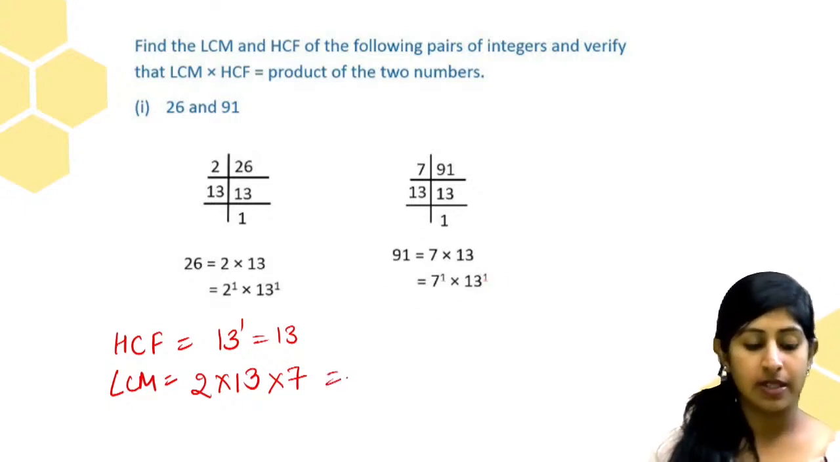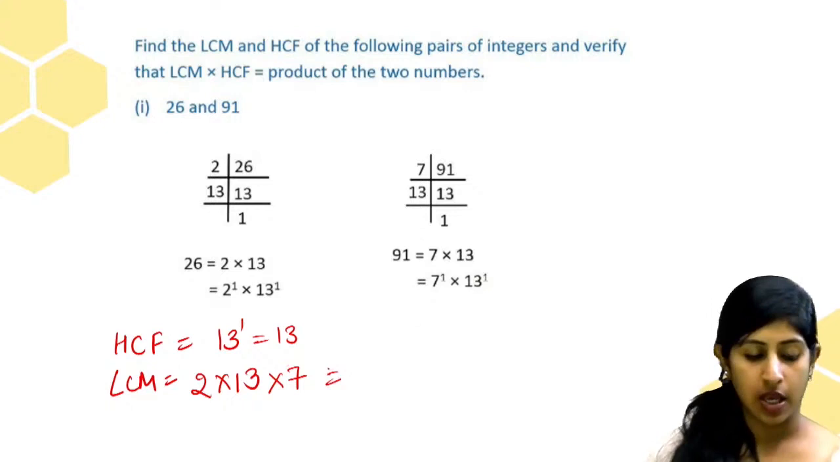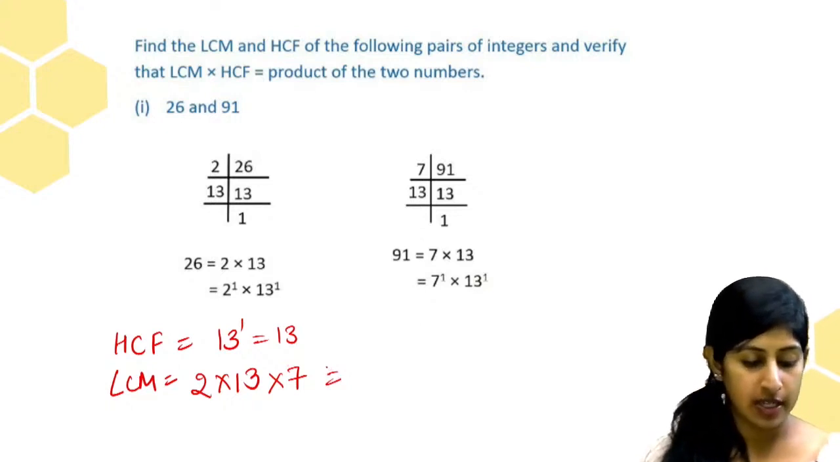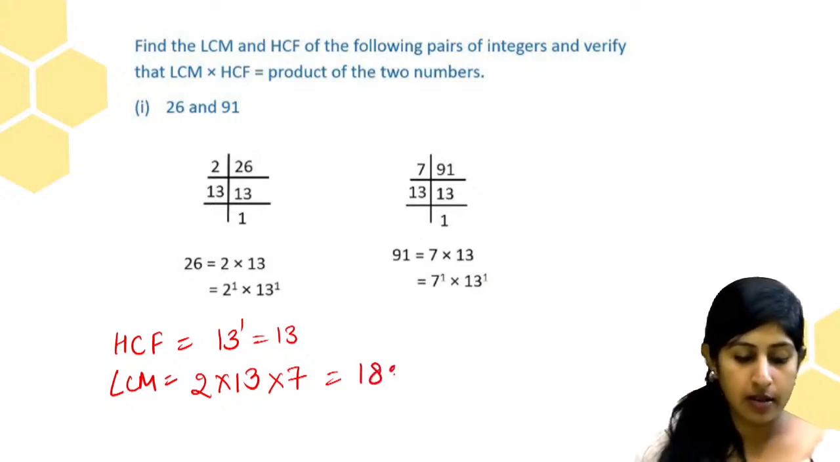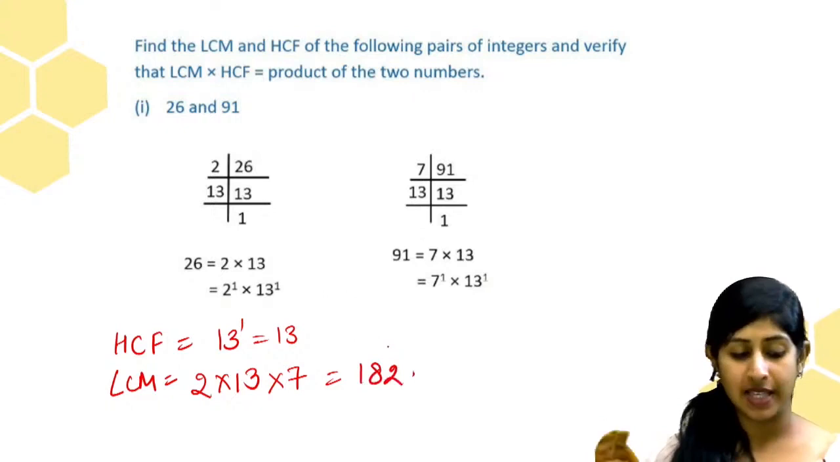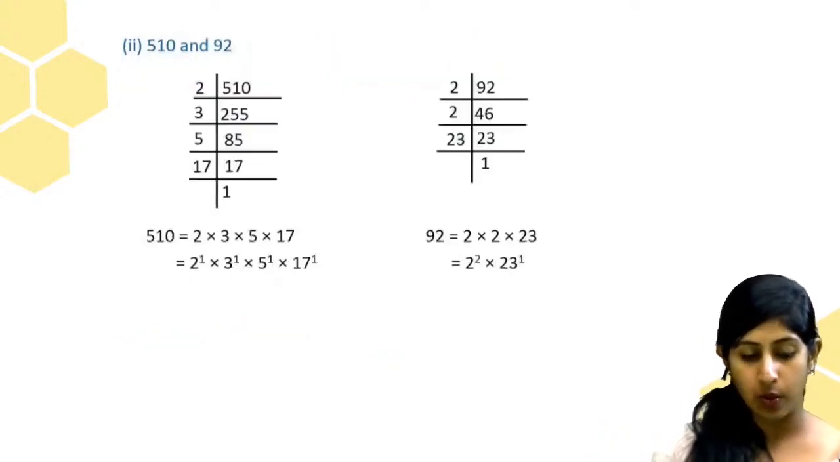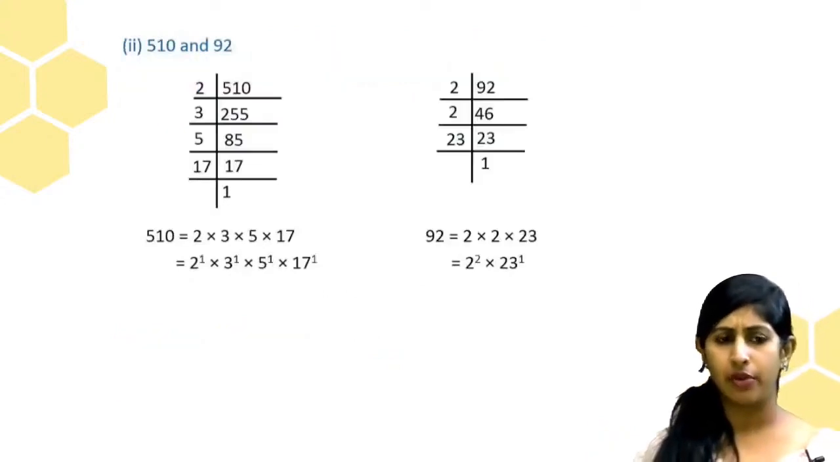So my answer will be simply 2 into 7 into 13. 2 into 7 is 14 and 14 into 13 can be calculated as 182. So my answer comes out to be 182. HCF is 13 and LCM is 182. Now let us look at another example.